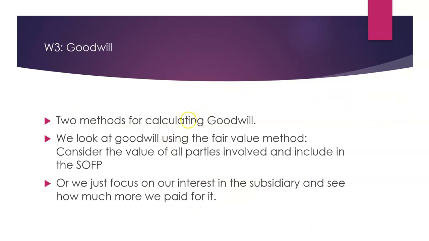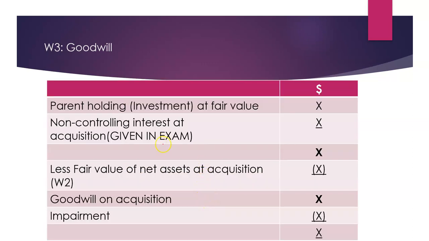Great. And what we will be doing is that there are two ways. We'll see an example of two ways of calculating goodwill. Ultimately, this is the more common, usual method, using the fair value method, where, to make things fair for the non-controlling interest, we treat the whole party as one. So they also enjoy that goodwill, so to speak. We consider the value of all parties at fair value and then ask, how much have you paid? Or we can focus just on our interest in the subsidiary, and how much we paid for it. So this is what it looks like.